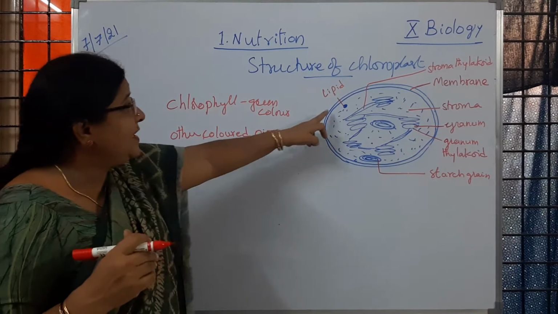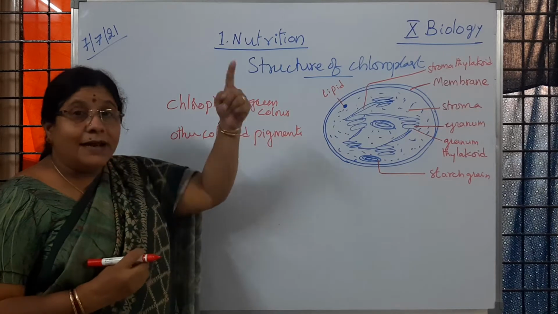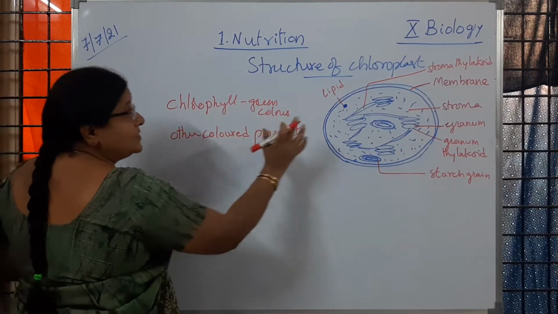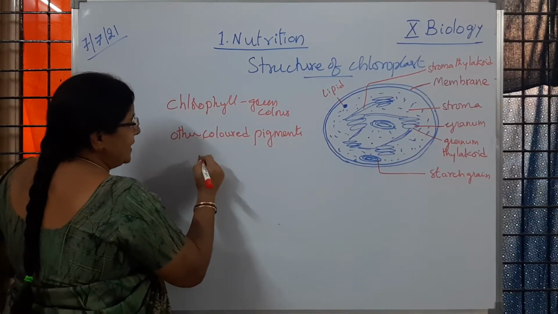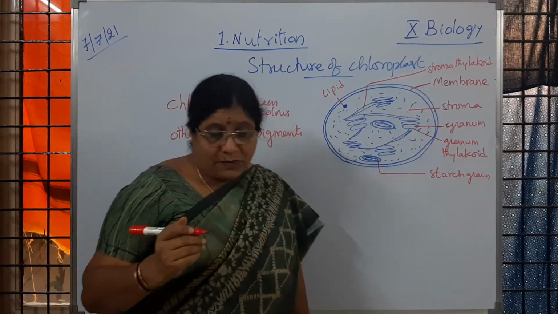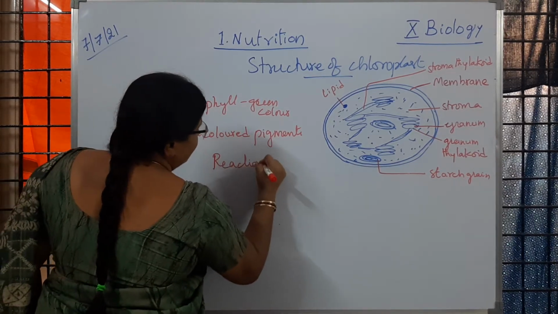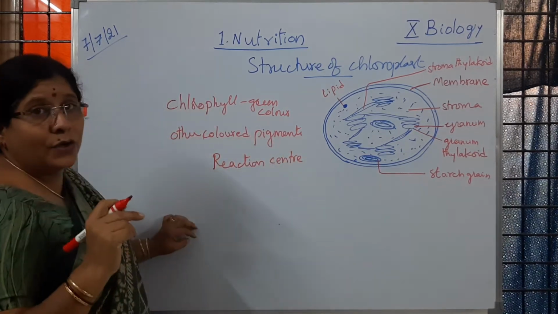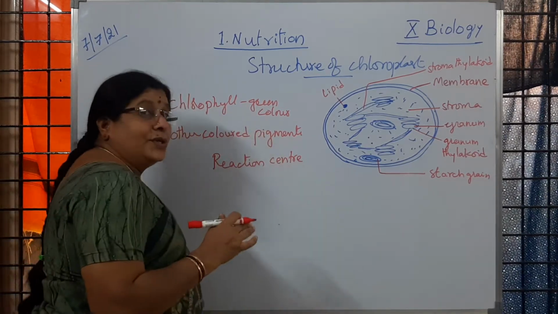So these pigments which are present in the chloroplasts have the capability of absorbing the light from the sun. So this chlorophyll and other pigments which are present in the chloroplast, they are going to form a place or center which we call the reaction center. In that reaction center only the process of photosynthesis is going to happen. So now let us learn how it is going to happen.